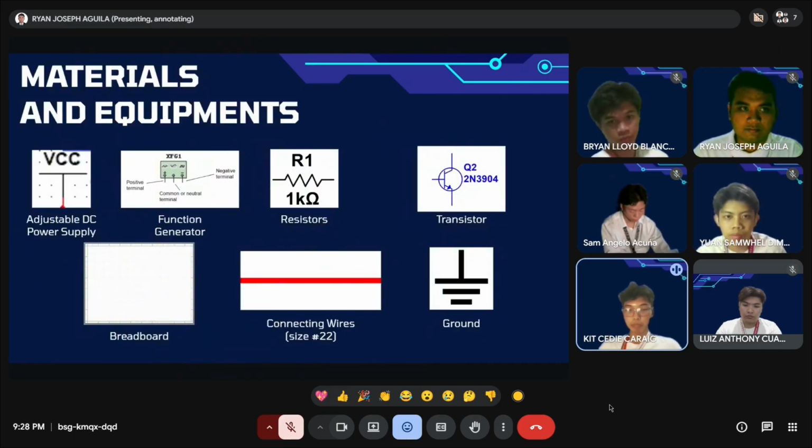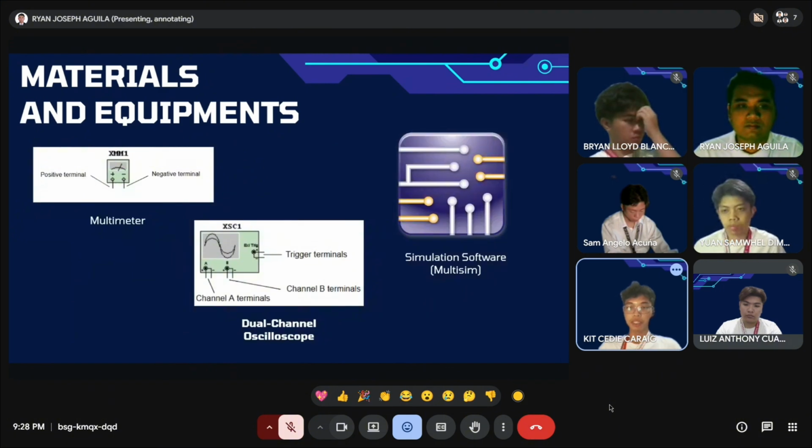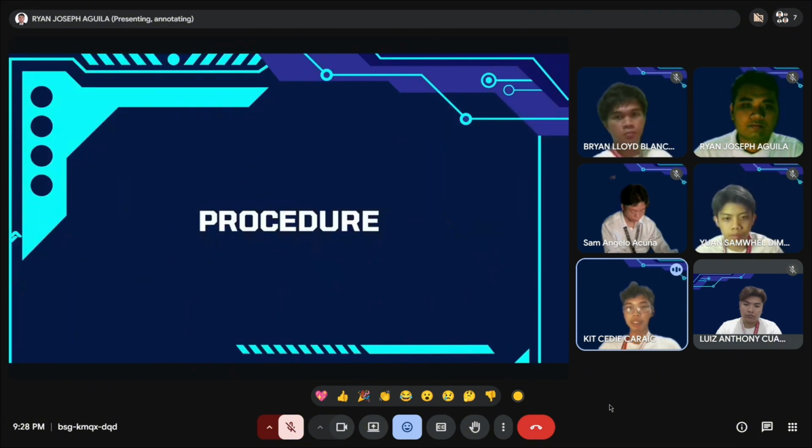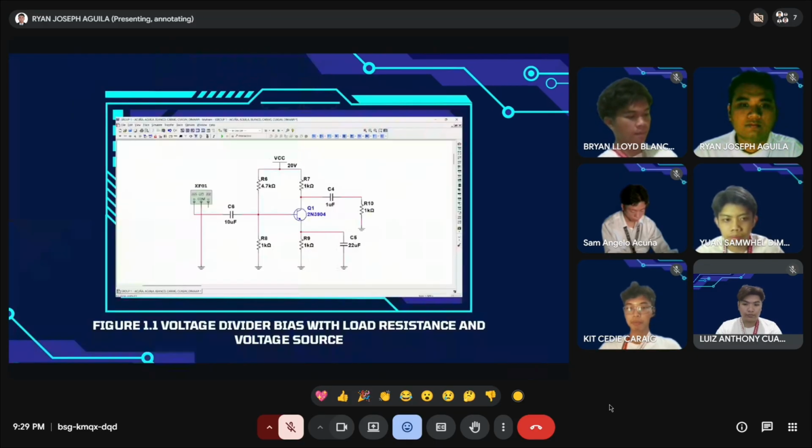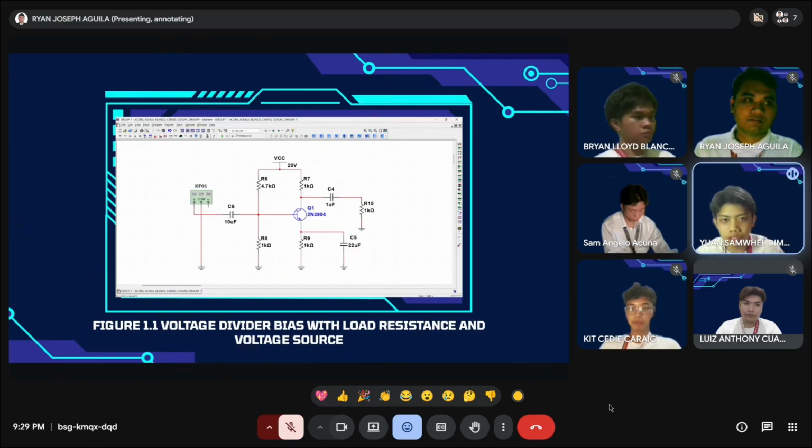So just like in experiment 2, our materials and equipment are the same as the previous experiment. Next slide, please. All right, next slide, please. So for the procedure part, first, we reconstructed the circuit in Multisim and the voltage divider with load resistance circuit is displayed. Next slide, please.